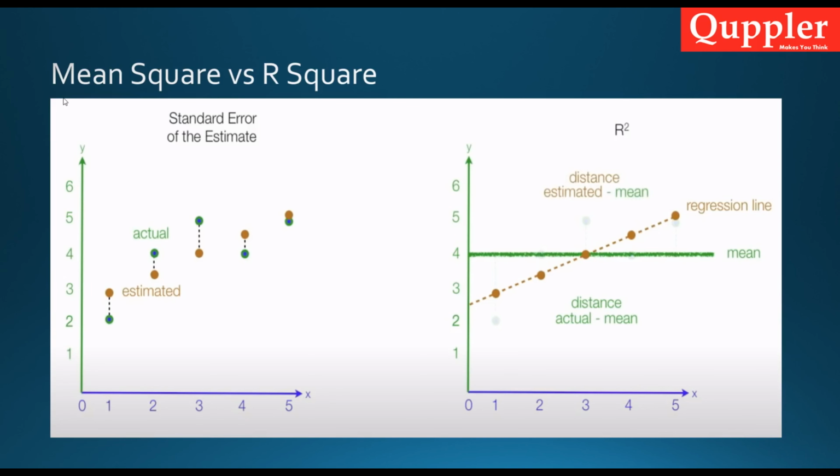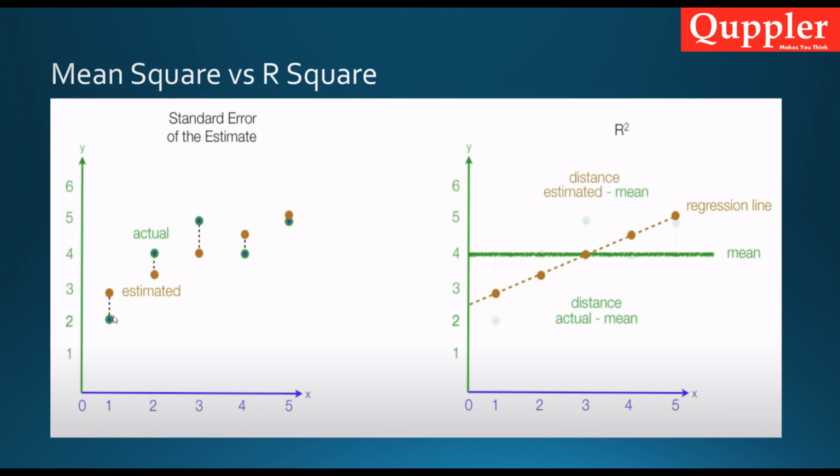So basically for mean square, what we had understood is that we always calculate the distance between the predicted value and the actual value. Let's say this is my actual data point, this is my predicted data point. So we normally find the distance between the actual and the predicted one.